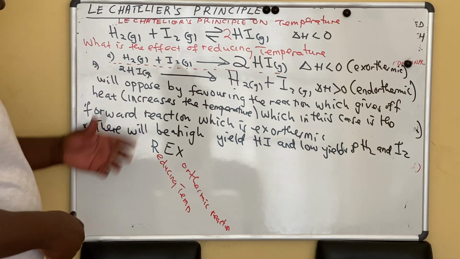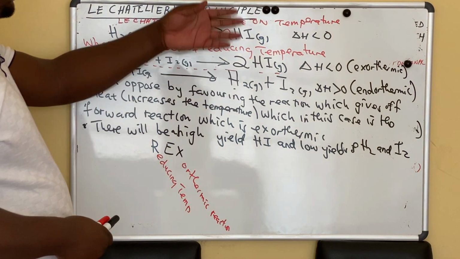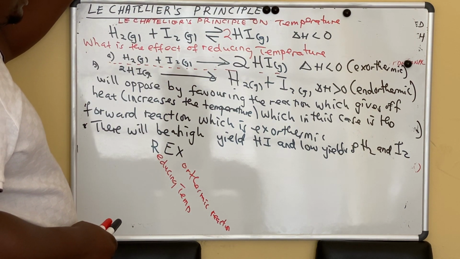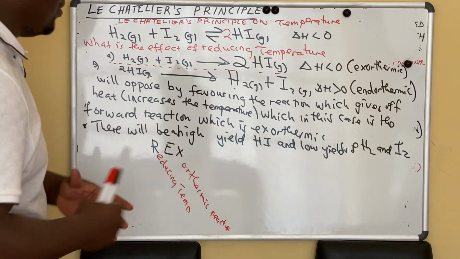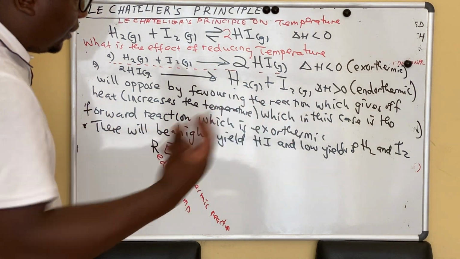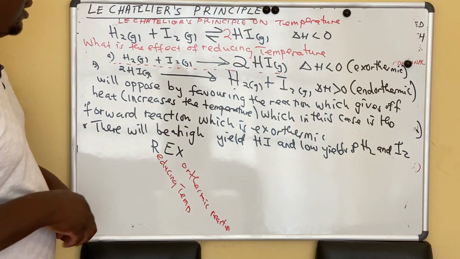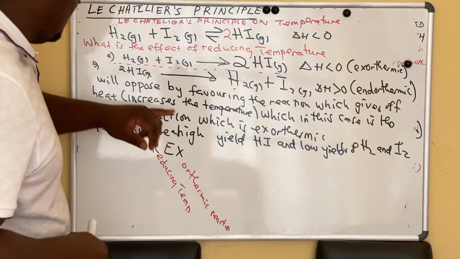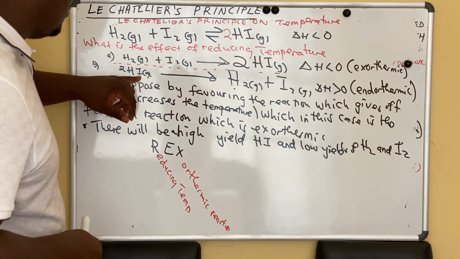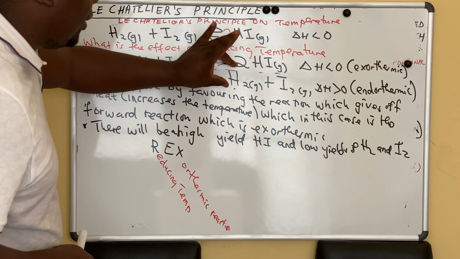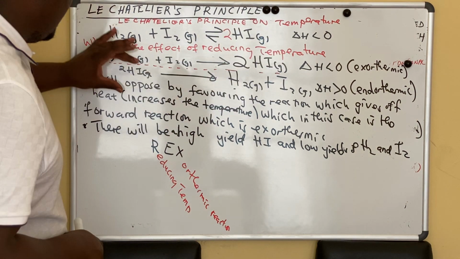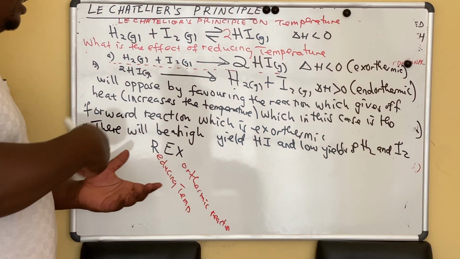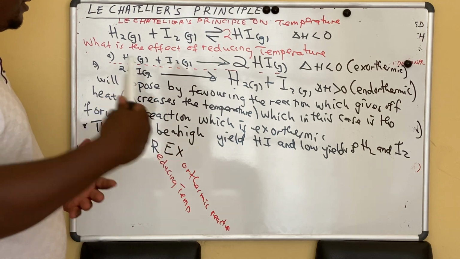Are we together there? So even if they ask you what now is the effect of increasing the temperature, when you increase the temperature, according to Le Chatelier's principle, the system will oppose by favoring the reaction which reduces the temperature, which absorbs heat. So when you increase the temperature, we are going to favor the endothermic. So it means what? When we favor the endothermic, we are going to have high concentrations of H2 and I2 and very low concentrations of HI. So I hope you understand the effect of Le Chatelier on temperature.